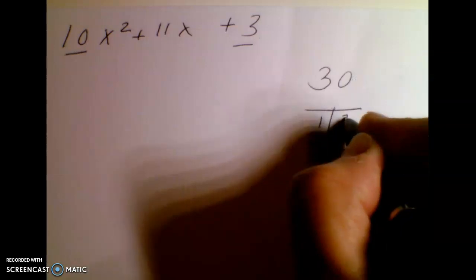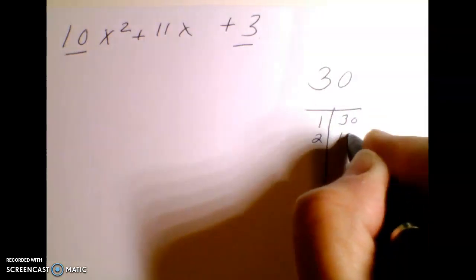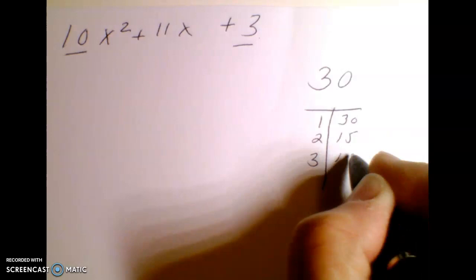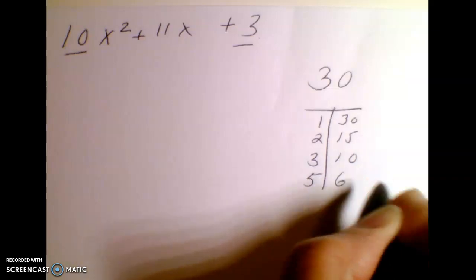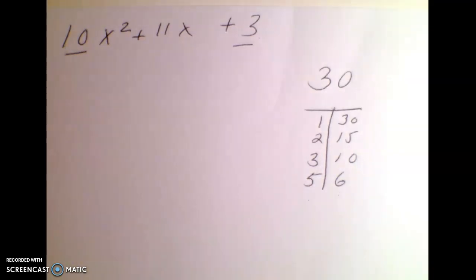So I have 1 and 30. I have 2 and 15. I have 3 and 10. Let's see, we have 4. That doesn't go into it. 5. Yep, 5 and 6. And if I do 6, I'm back to 5 again. So those are all my numbers that add up to 30.